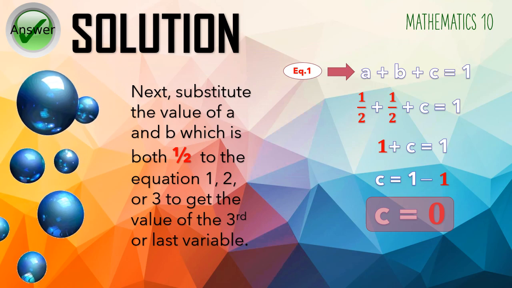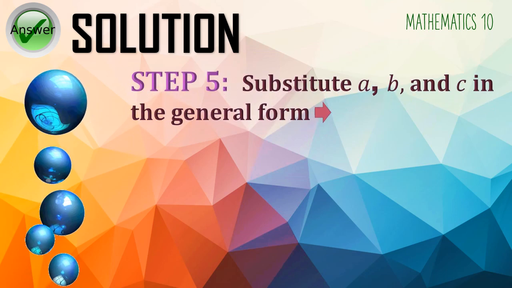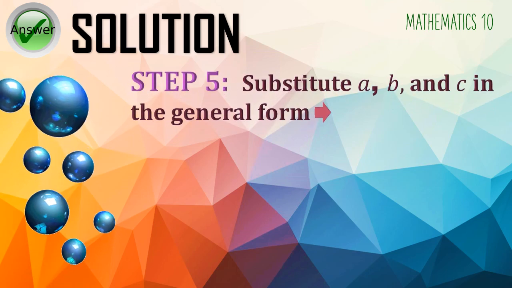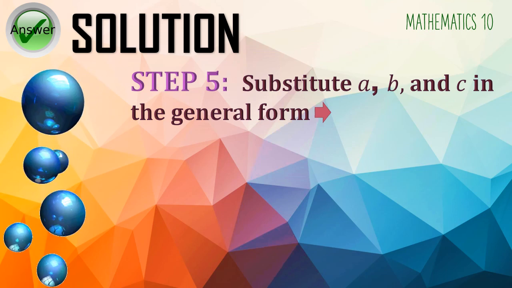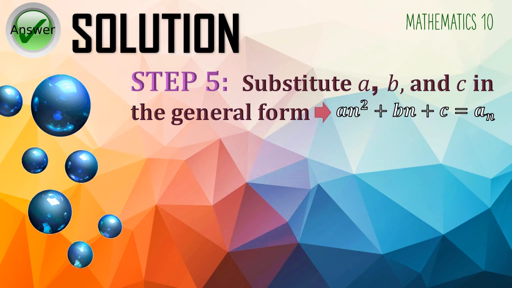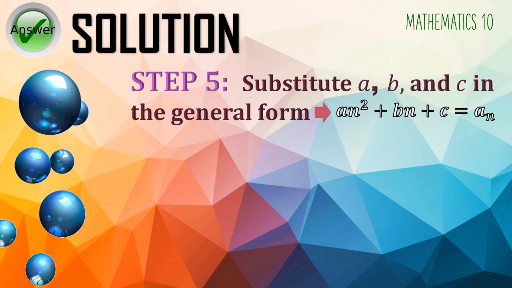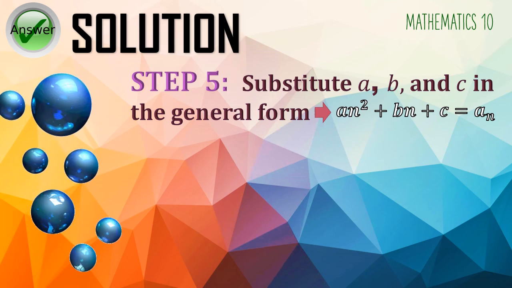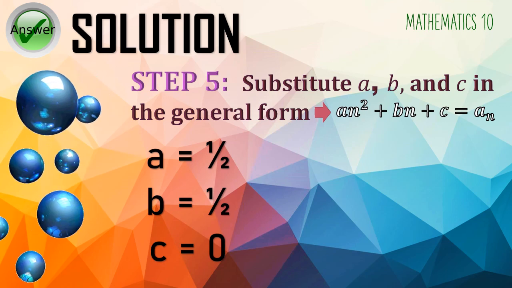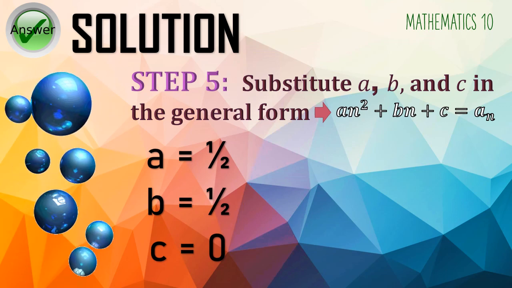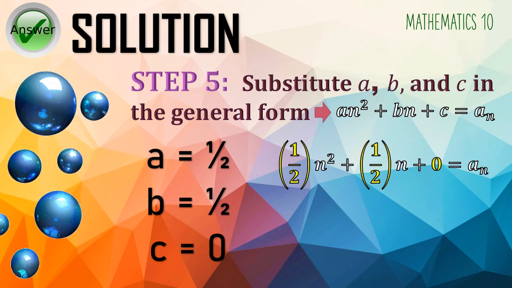So we're done getting the values of the three variables. Now we may proceed with step 5, and that is simply substituting all the values that we've got into the general term. Again, our general term is a n squared plus b n plus c equals a sub n. A while ago, we got a equals 1/2, b equals 1/2, c equals 0. So substituting in the general form, we will have 1/2 n squared plus 1/2 n plus 0 equals a sub n.